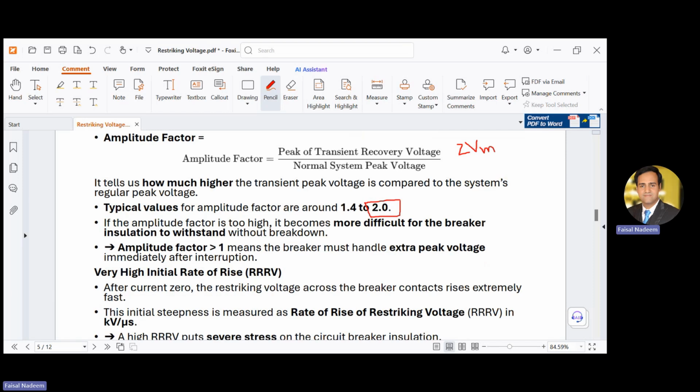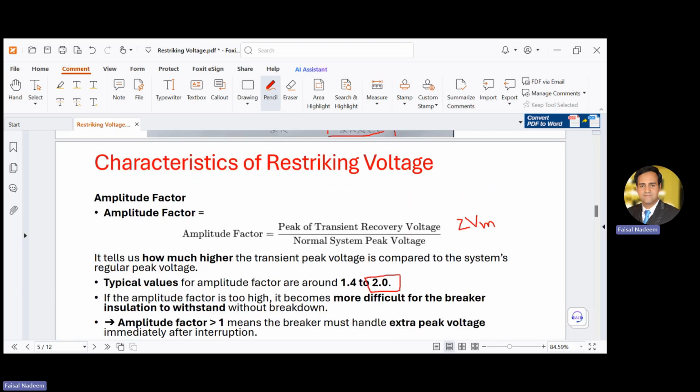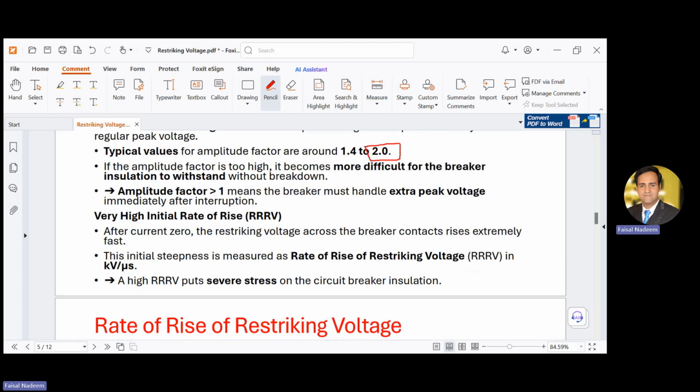The second important characteristic of restriking voltage is a very high initial rate of rise of voltage. After current zero, the restriking voltage across the breaker contacts rises extremely fast. This initial steepness is measured as the rate of rise of restriking voltage, and its units are kilovolt per microsecond. A high rate of rise of restriking voltage puts severe stress on the circuit breaker insulation.